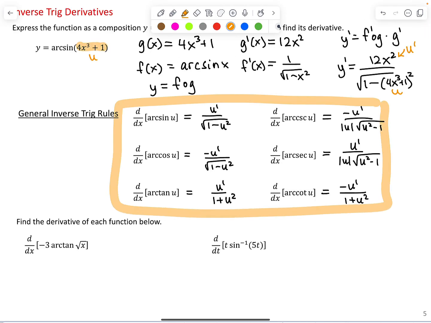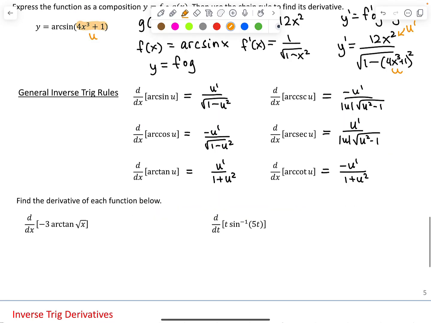These form the 6 generalized inverse trig rules that you'll want to know moving forward. Let's do 2 quick examples. Find the derivative of each function below. Here we have a constant times a function, so that negative 3 will just stay. And we're doing arc tangent of some function of x. And x is our independent variable. So I'll think of that as my u.